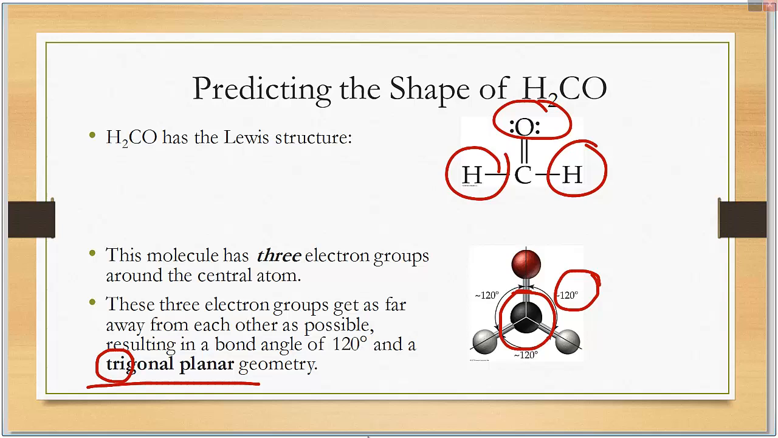Trigonal, 3: 1, 2, 3. That's where the tri comes from. I've also heard this pronounced trigonal planar. I think it's typically called trigonal planar, but it depends on your instructor. I just want you to be aware of both pronunciations. Some instructors try to emphasize the tri part so that you realize it's 3. Planar means it's in a flat plane, like on a flat piece of paper.